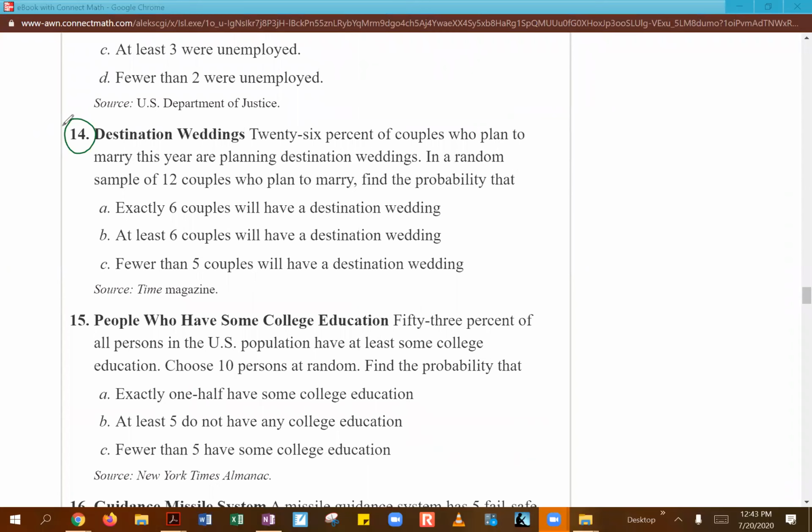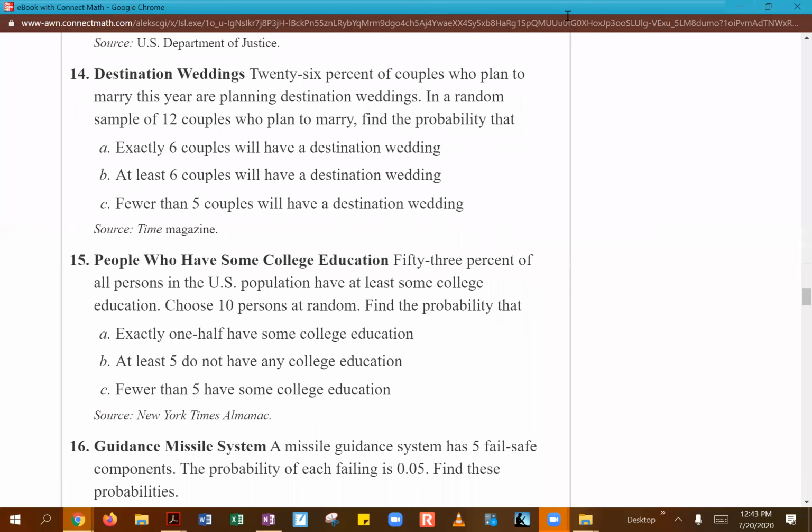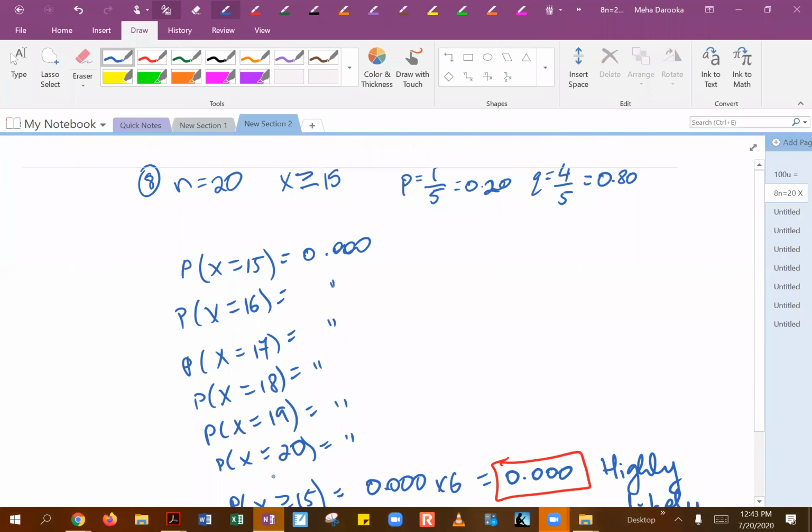Okay, so this one is talking about 26% of couples who plan to marry this year are planning destination weddings. I guess this does not apply to 2020, since nobody's going anywhere. All right, so in a random sample of 12 couples who plan to marry, what's the probability that exactly 6 will have a destination wedding, at least 6 will have a destination wedding, and fewer than 5 will have a destination wedding? So let's identify our N, X, P, and Q values.